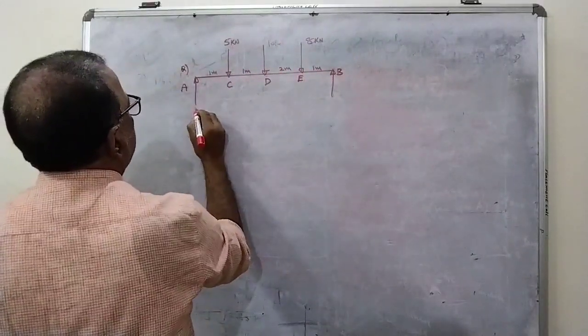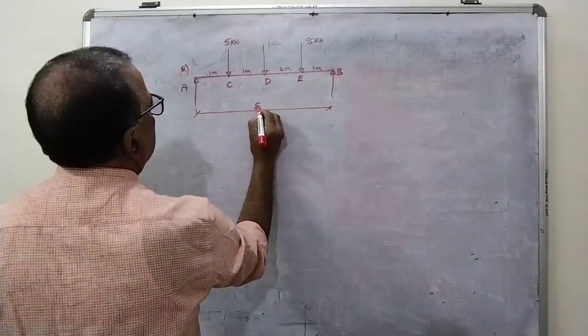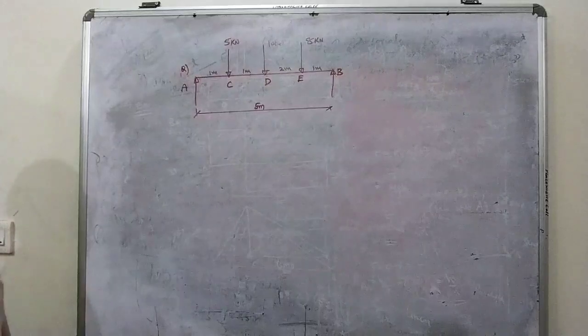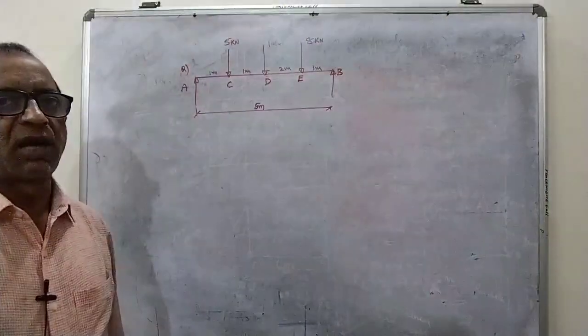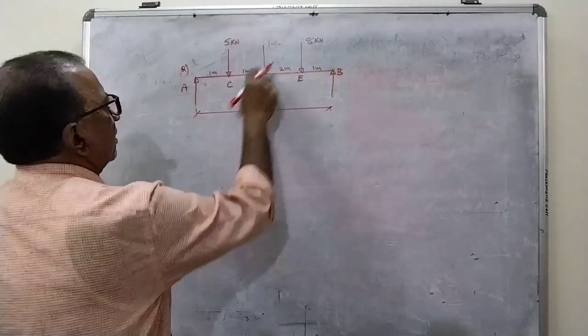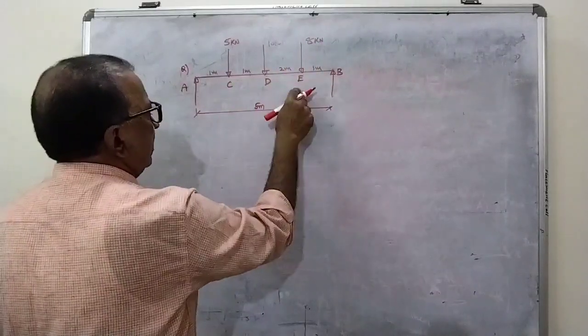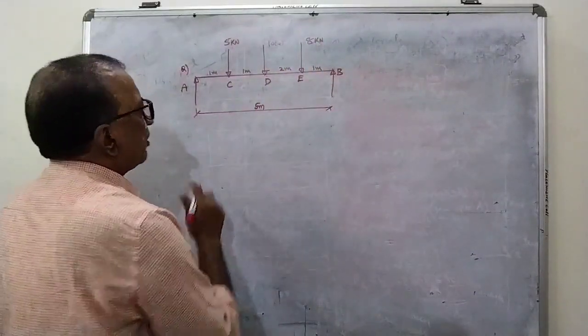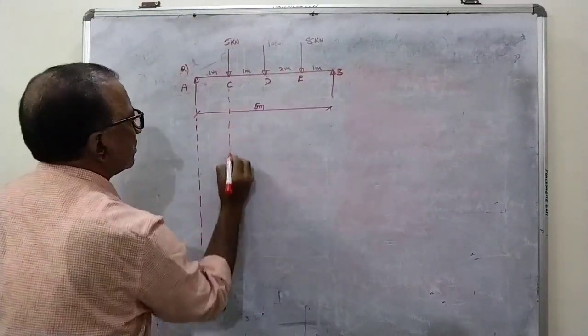So what is the total span here? Total span is 5 meters. So we are with simply supported beam AB of span 5 meters acted upon by 3 point loads. 5 kilonewtons at 1 meter, 10 kilonewtons at 2 meters, and 8 kilonewtons at 4 meters from the left support. We have to draw the shear force and bending moment diagram for this.